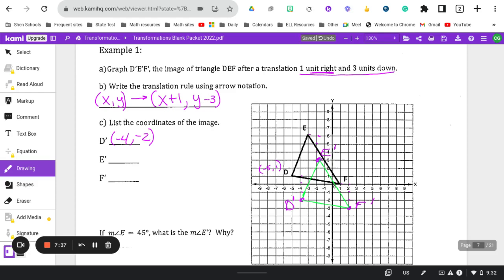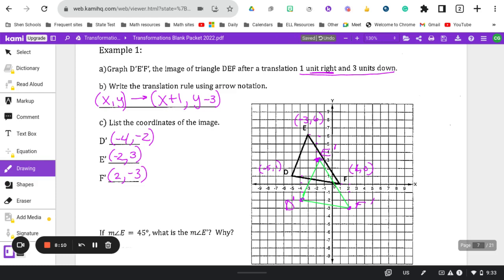And then E was at -3, 6. If I take -3 and add 1, I get -2. And if I take 6 and subtract 3, I get +3. And that is where my E prime is located, -2, +3. And the same thing with point F. F is at 1, 0 right now. If I take 1 and add 1, I get 2. And if I take 0 and subtract 3, I get -3, which is where F prime is.